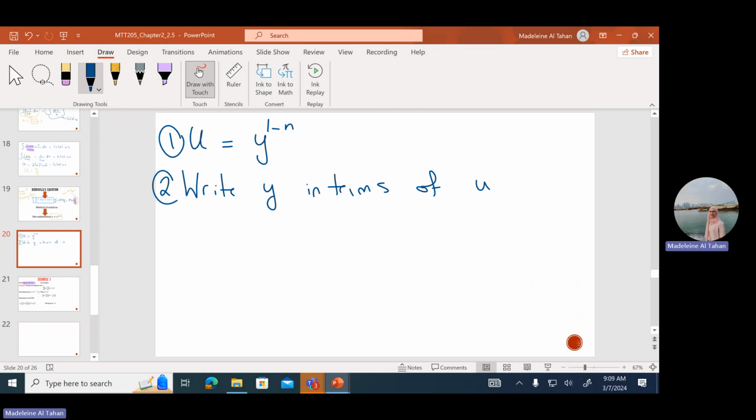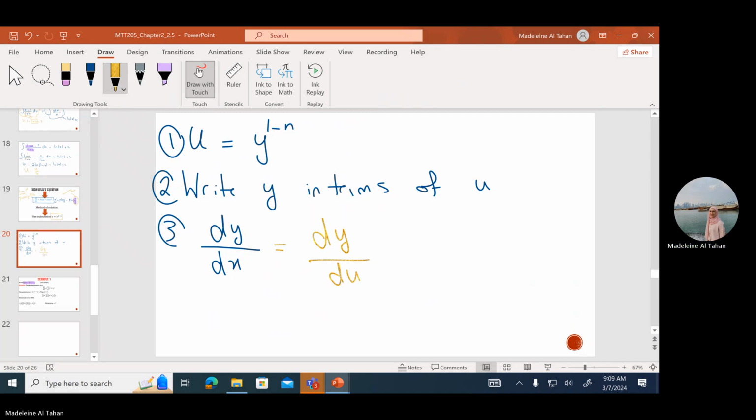What do we mean by write y in terms of u? If u equals y squared, then y equals radical u. If u equals 1 over y, then y equals 1 over u. We know how to change it. And the third step, you already have dy by dx, right? You need to change it to du, so dy by du and du by dx.